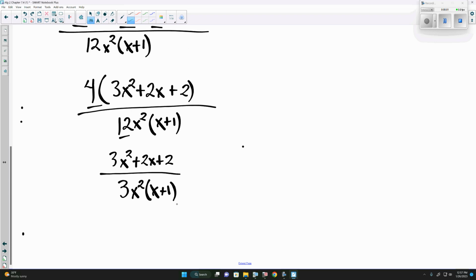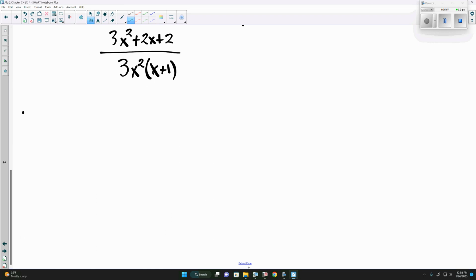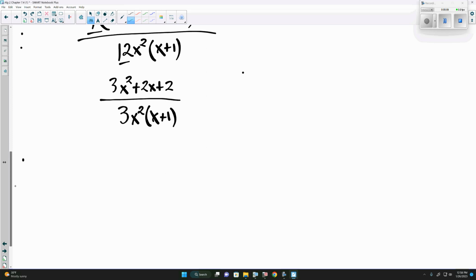Now the numerator, 3x squared plus 2x plus 2, that won't factor. That's as simplified as it gets. There we go. So there's no way to factor that. So this here is as simplified as it gets.